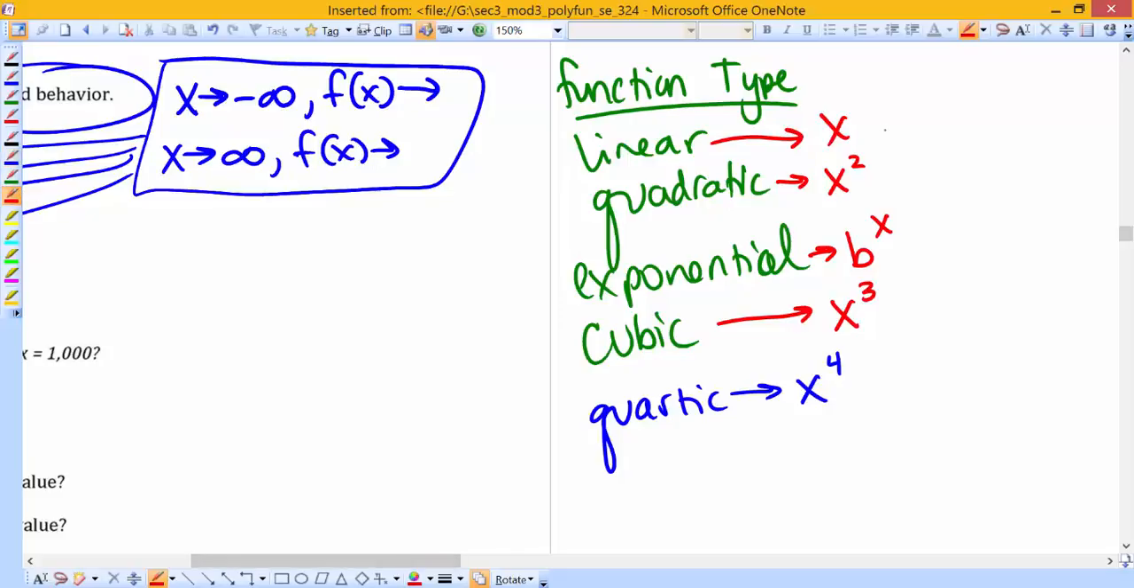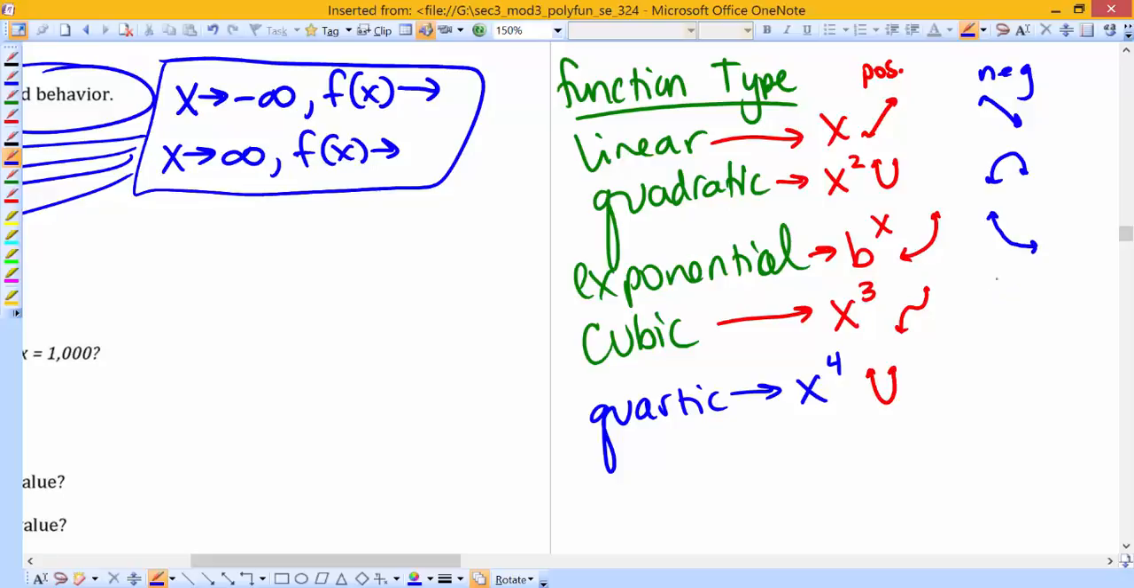If it is positive, it opens up. So the line would go this way, parabola this way, exponential, cubic, quartic. So that's if it's positive. If it's negative, your line goes down, your parabola goes down. Your exponential is going to end up being the opposite direction. It'll be a decreasing function. Cubic, quartic. So they all go in the opposite direction.